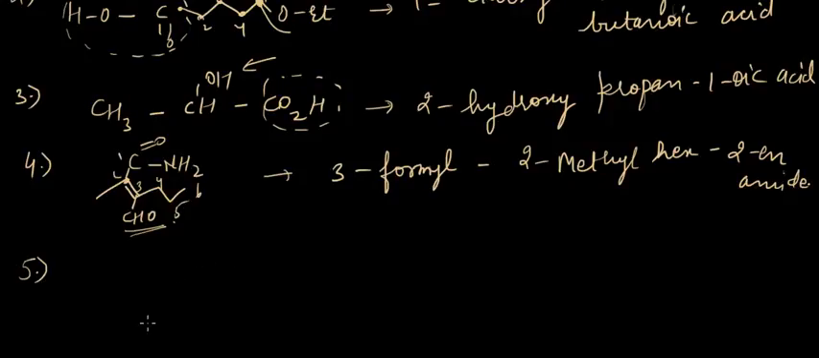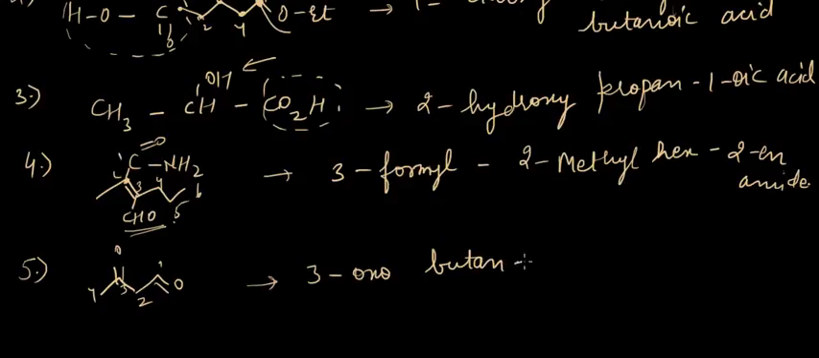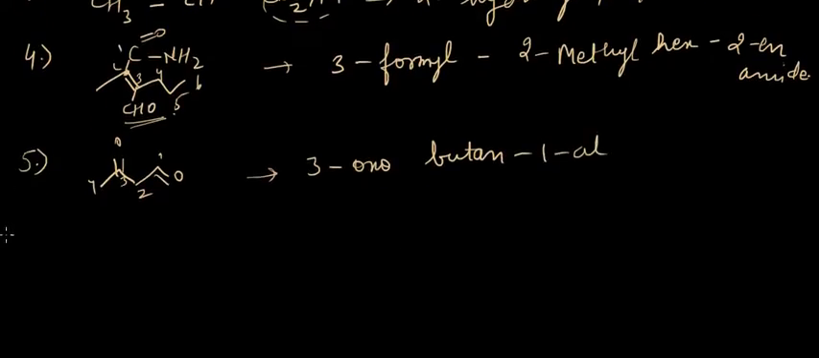Okay, then what about this compound? As you can see, in this compound we have both ketone and aldehyde groups, and aldehyde is given more priority than the ketone group, so it would be nothing but 1, 2, 3, 4, 3-oxobutan-1-al.